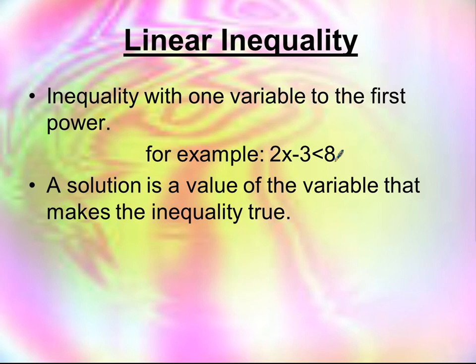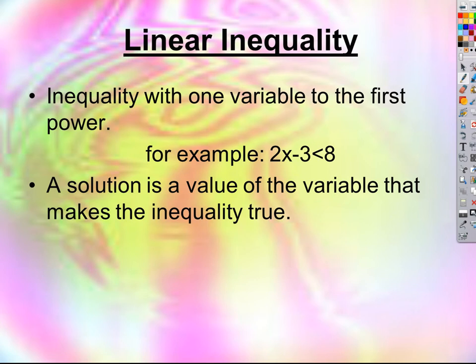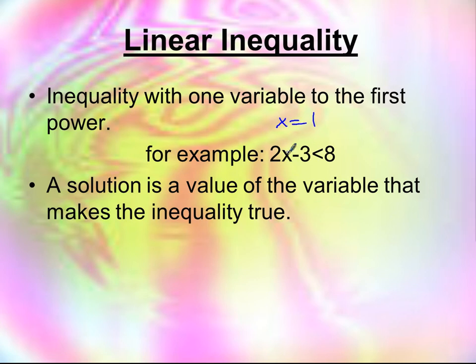Let's try 1. 1 seems to work, doesn't it? If I plug 1 in, I'm going to get 2 times 1 is 2, minus 3 is negative 1. Is negative 1 less than 8? Yeah. So x equals 1 is an example. What's another one? 2 would work also. 2 times 2 is 4, minus 3 is 1. So x equals 2 also works.